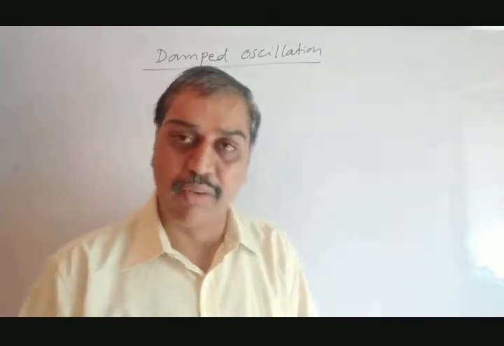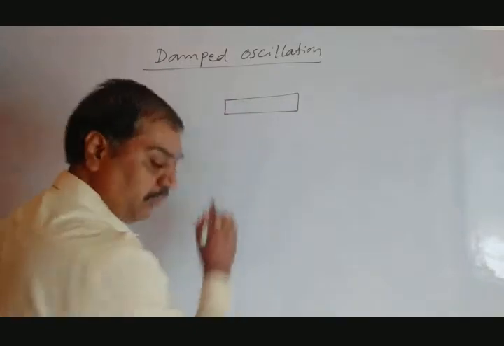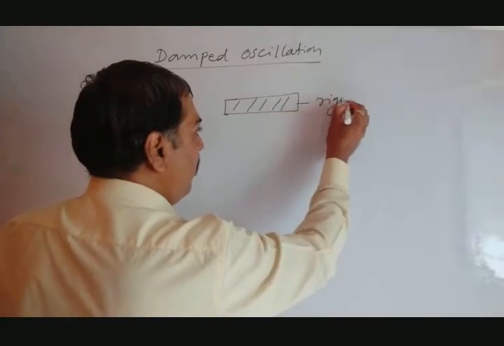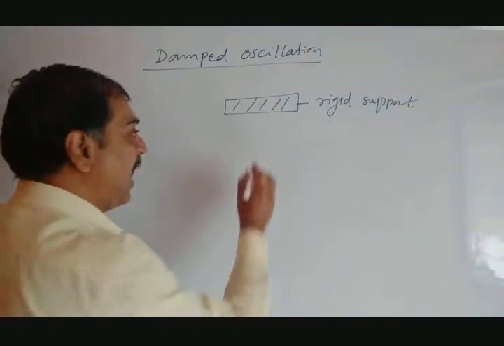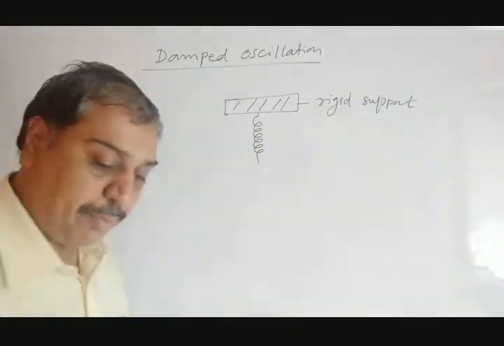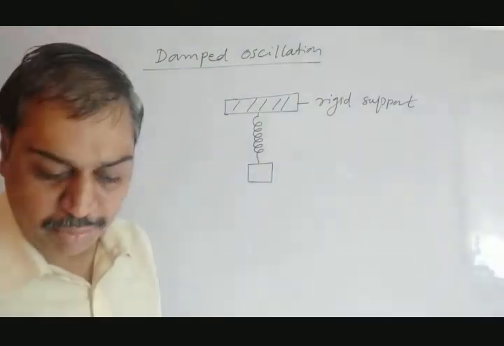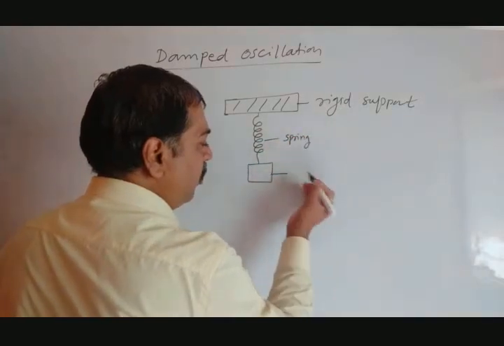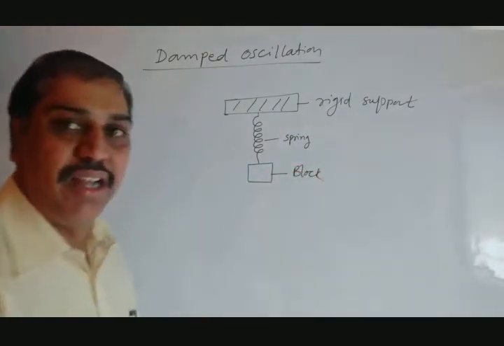In your book they have drawn one diagram, so I will draw the diagram. Here they have drawn a rigid support. To this rigid support they have tied a spring. To the spring they have attached a box, or we can say a weight, W equal to mg, or a load. They have used the word block of some mass, to which we have applied the load.